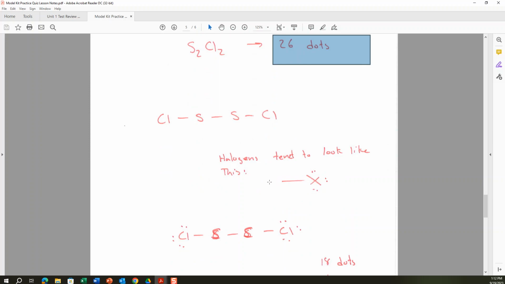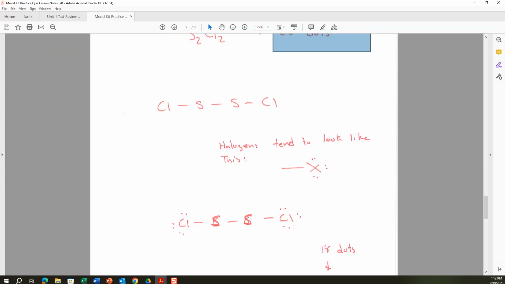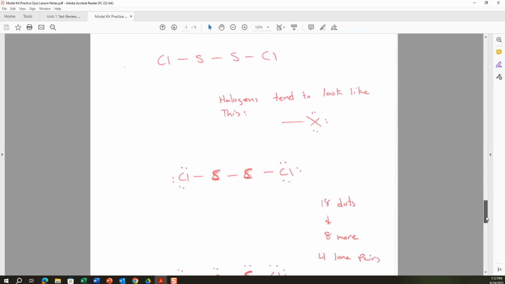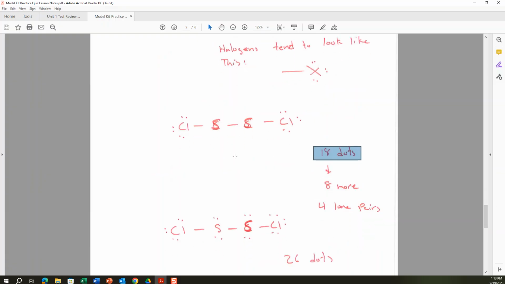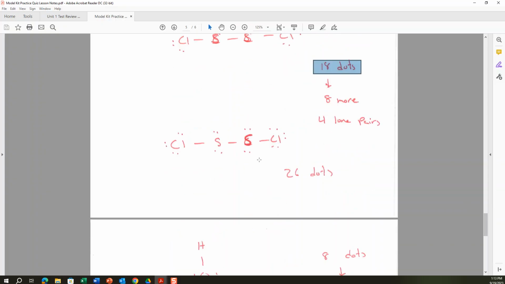But kind of also understanding, right, halogens really never have, I don't want to say never, but rarely do they have double bonds or triple bonds. So the halogens usually look like this. So I'm going to go ahead and draw the lone pairs on the chlorines as is to satisfy the octet rule for the chlorine. And when I have this structure, that gives me 18 dots. I still need 8 more. So that means 4 more lone pairs. And so if I put 2 lone pairs on each of the sulfurs, then boom, I got my 26 dots. I don't need to draw any double bonds or anything because the sulfur here has 8 electrons around it.